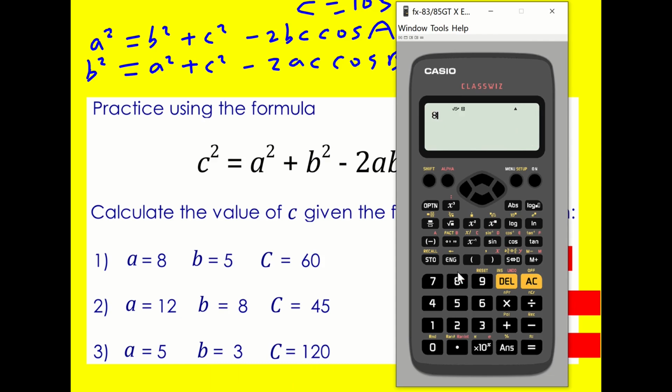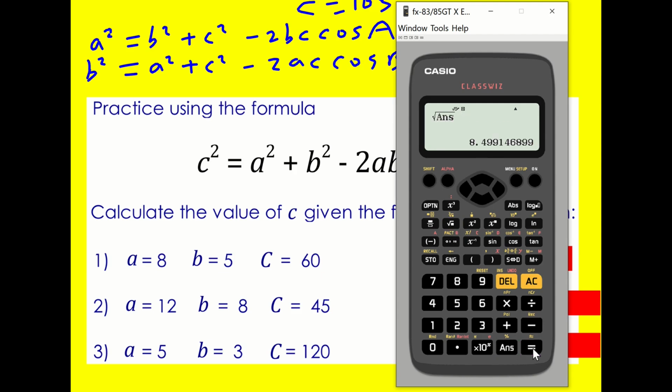So what we would do is we'd just be doing 8 squared. I'm just going to go through it. So if you got them correct, you can fast forward through this. But it's 8 squared plus 5 squared minus 2 times 8 times 5 times cos 60. And that gives me 49, which I then square root to give 7. Second one, very similar. 12 squared plus 8 squared minus 2 times 12 times 8 times cos 45.